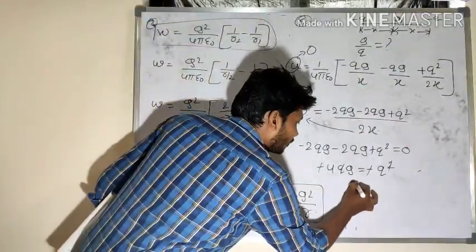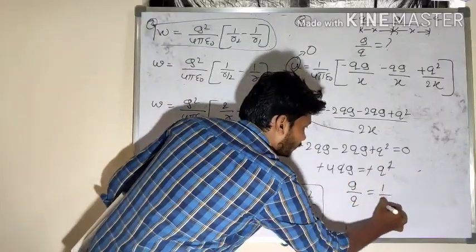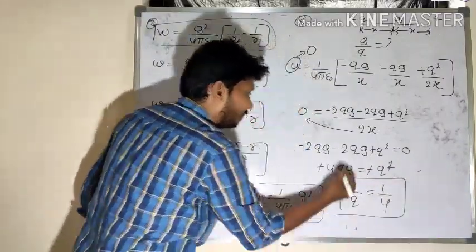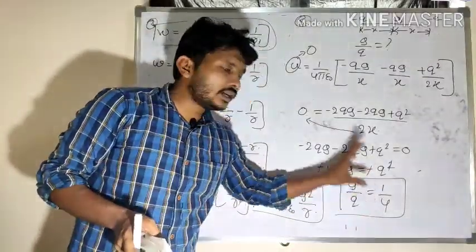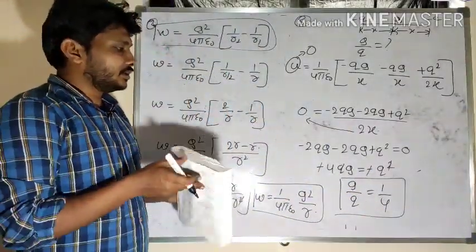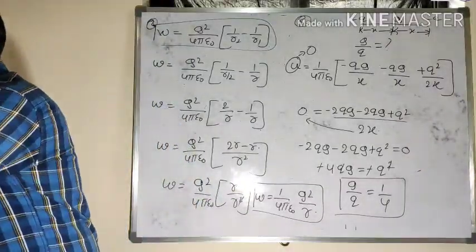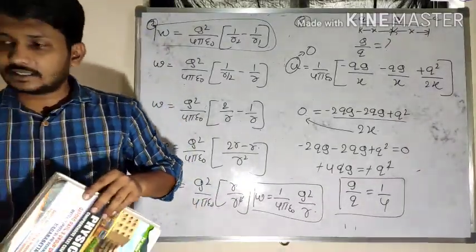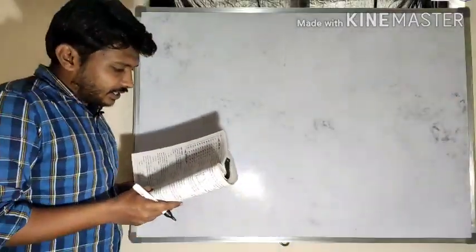Capital Q by small q is 1 by 4. What is the ratio of Q by q here? The ratio of Q by q is 1:4. So next one, related to the concentric circle, we discussed that in the last class. Okay, we'll read that next question.